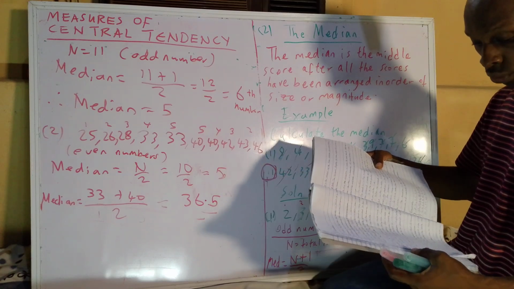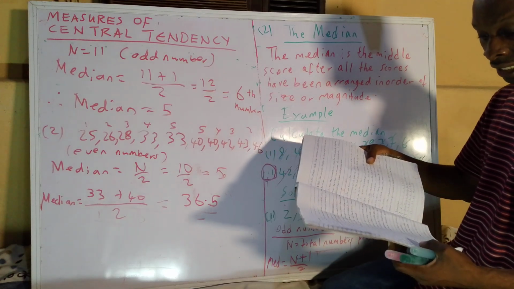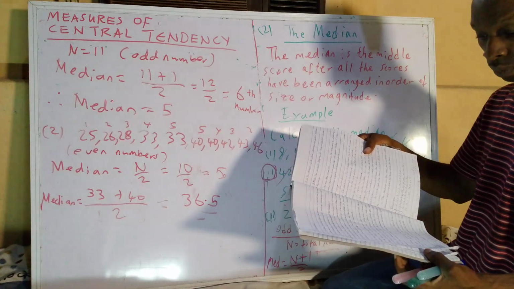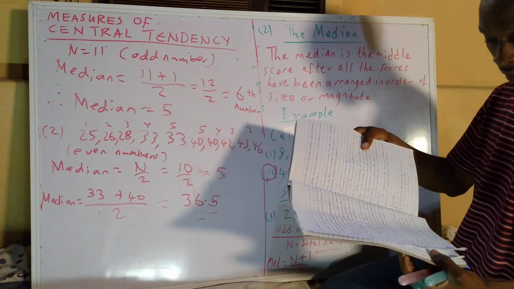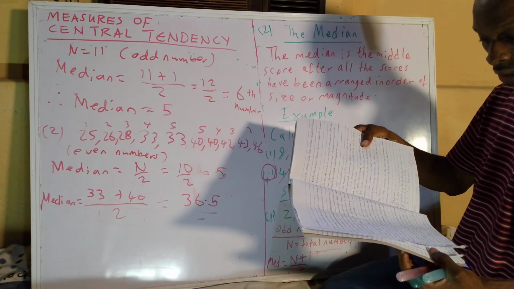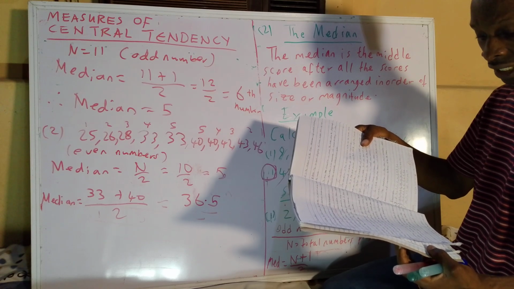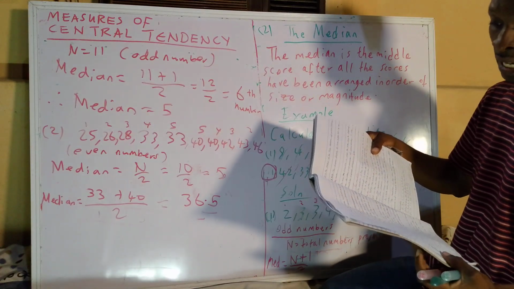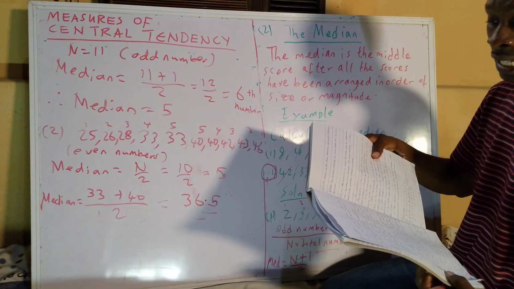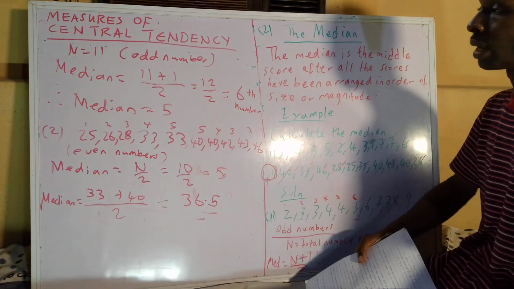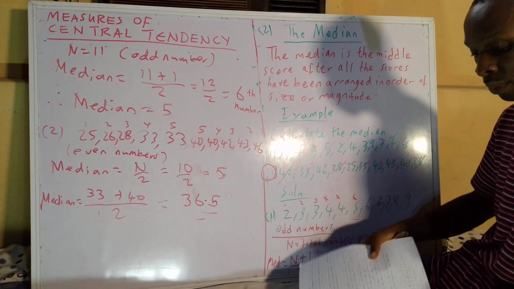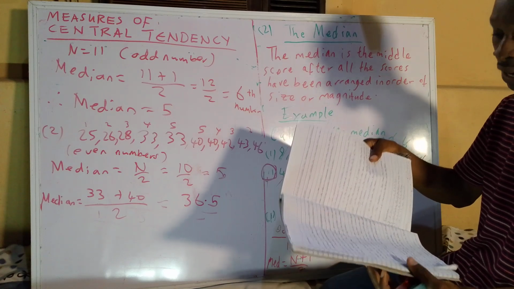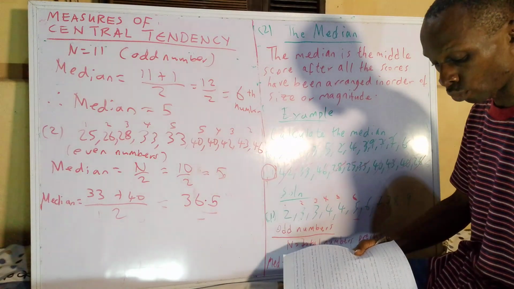The attributes of mode: it is the weakest of all the averages. You can write that down. For mode, its attributes, number 1, it is the weakest of all the averages. Number 2, it is relatively easy to determine. Then number 3, there may be more than one modal value.